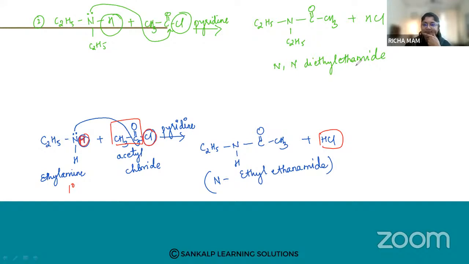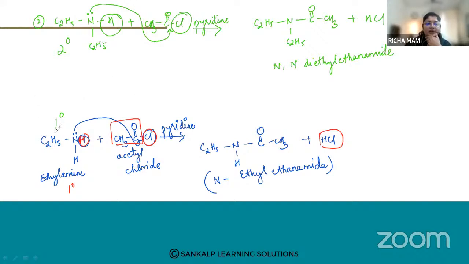Is it clear? Ethanamide, I'll write the spelling properly. Diethyl ethanamide. Is it clear up to here? So I've taken one primary and this is secondary. Okay, so let us take now.